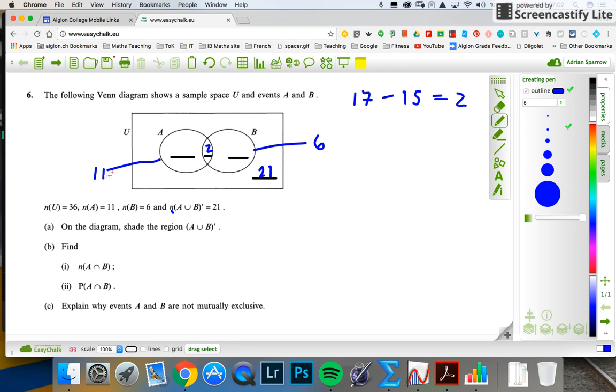Now remember, I'm supposed to have 11 in A, 2 are there, 9 go there. 6 in B, 2 are there, 4 go there. That makes my 15 and my 21 making 36. I haven't actually answered any questions yet, but I just wanted to show you how those numbers fill in.